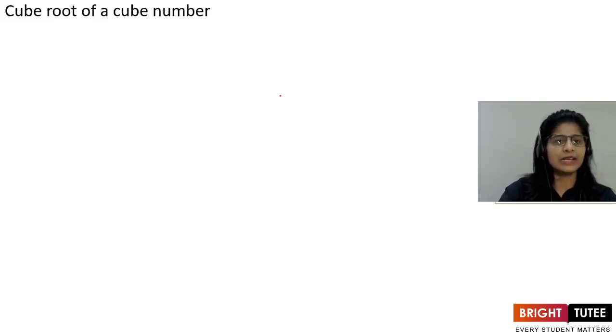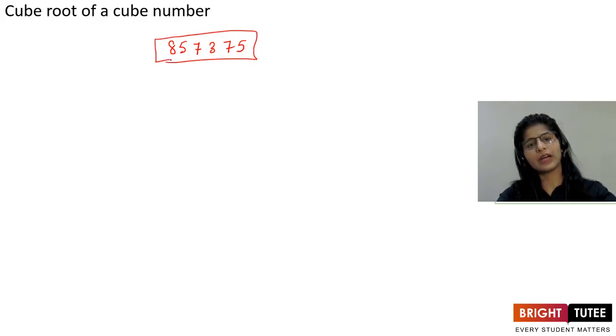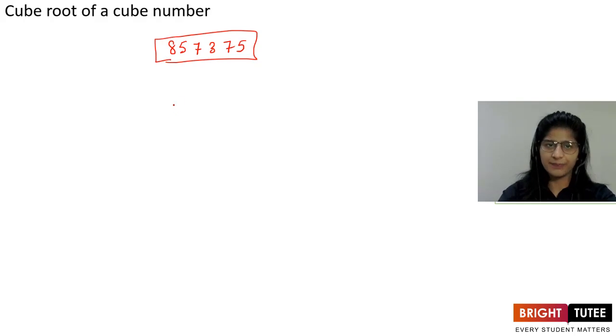So let's take the example of the number 857375. Suppose this is the number and I have to find the cube root of it using the estimation method. Because we have 6 digits, we'll make groups of 3.